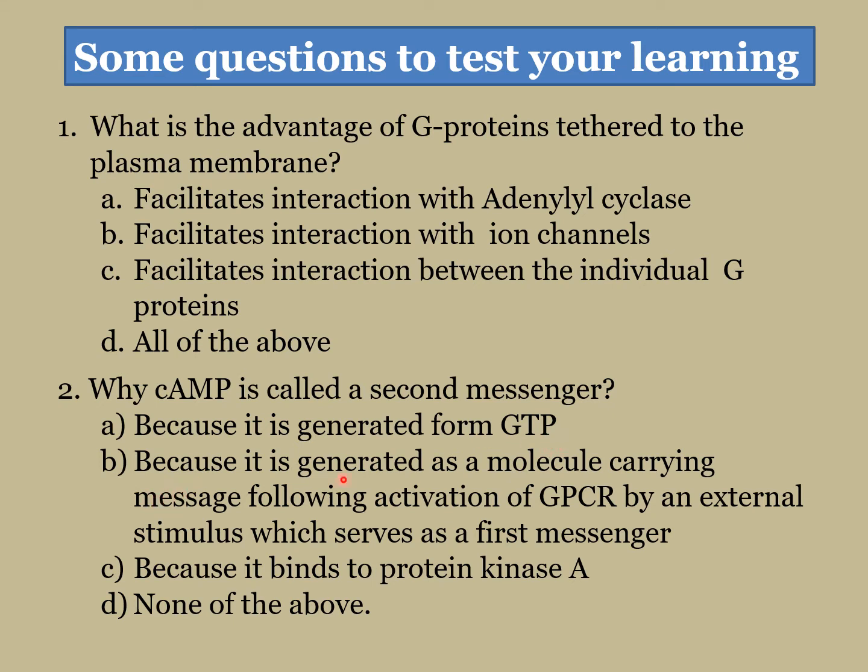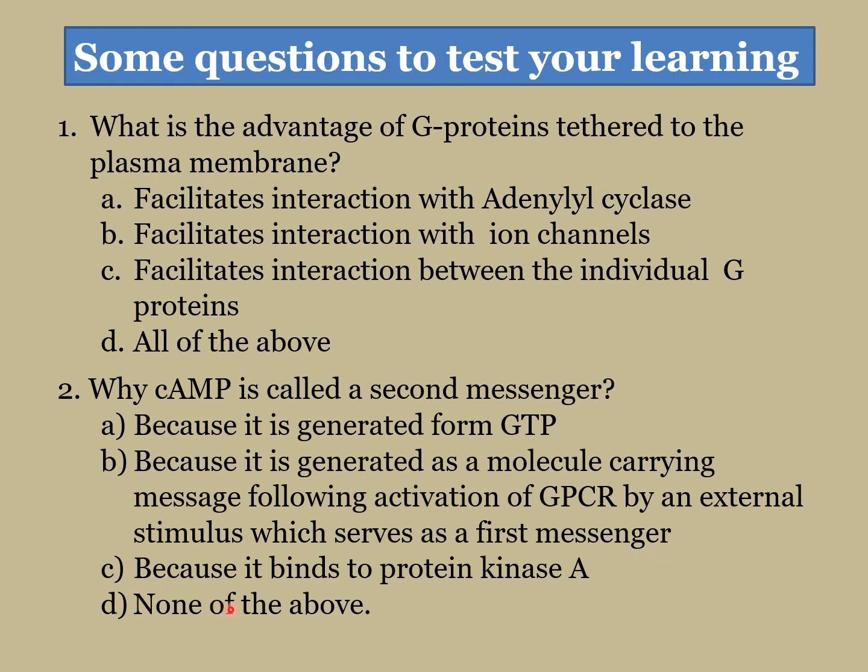Second option is that because it is generated as a molecule carrying message following activation of GPCR by an external stimulus which serves as a first messenger. Now this is a valid option because the first messenger can be a ligand. When the ligand binds, the receptor gets activated and recruits the trimeric G proteins to adenylyl cyclase, which then gets activated and catalytically converts ATP to cyclic AMP. So cyclic AMP acts as a second messenger because it can bind to several effector proteins or kinases and activate those proteins, which then catalyze other functions. So this option B is a valid option.